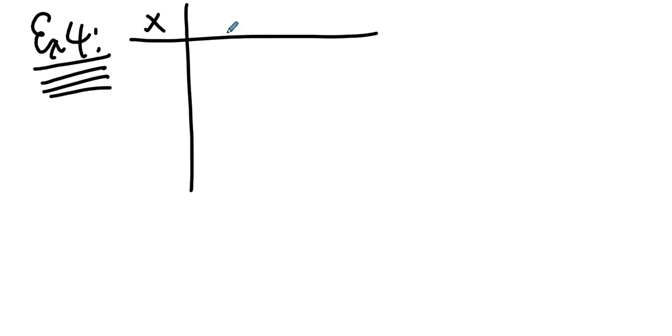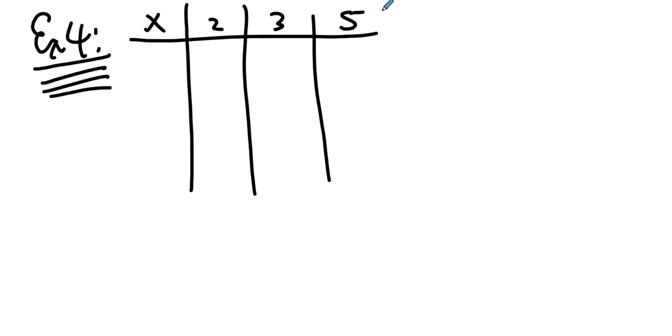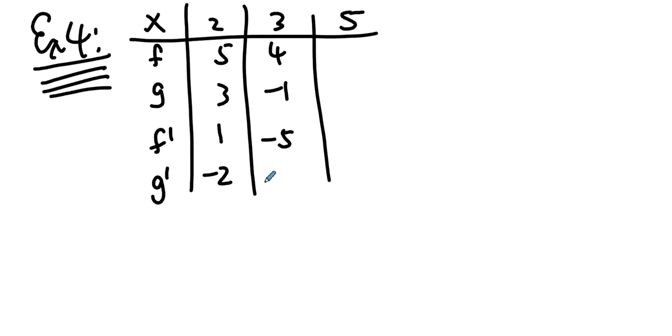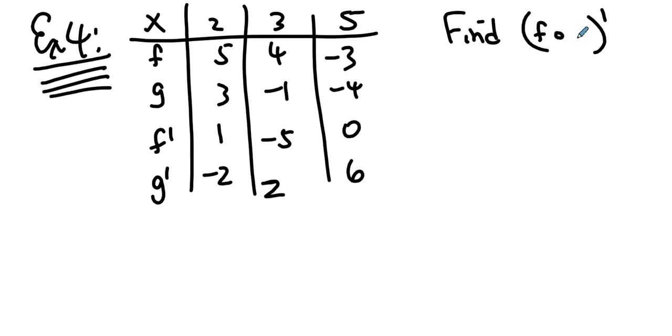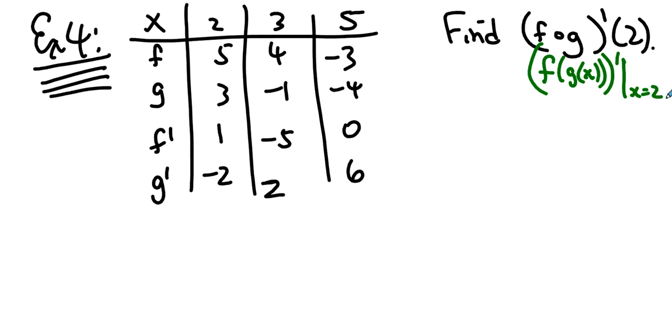And I'm just going to set up a table for 3 particular values of x for f and g and f prime and g prime, and the values are as described in the table. What I want to find is the derivative of f of g at 2. The derivative of f of g at 2. How does this work? Well, this is f of g of x, and we're looking to find its derivative when x is 2. So how do we do that?